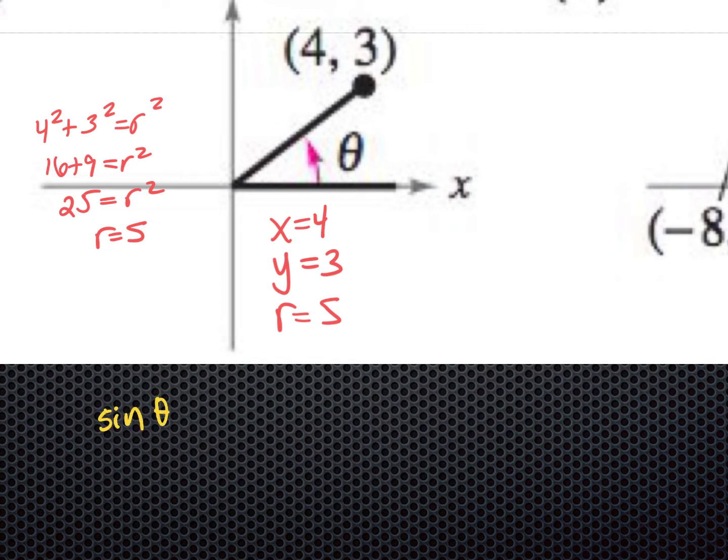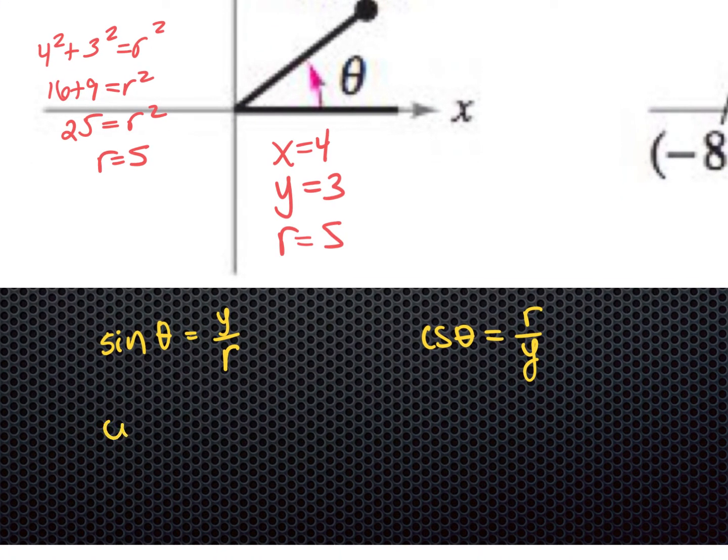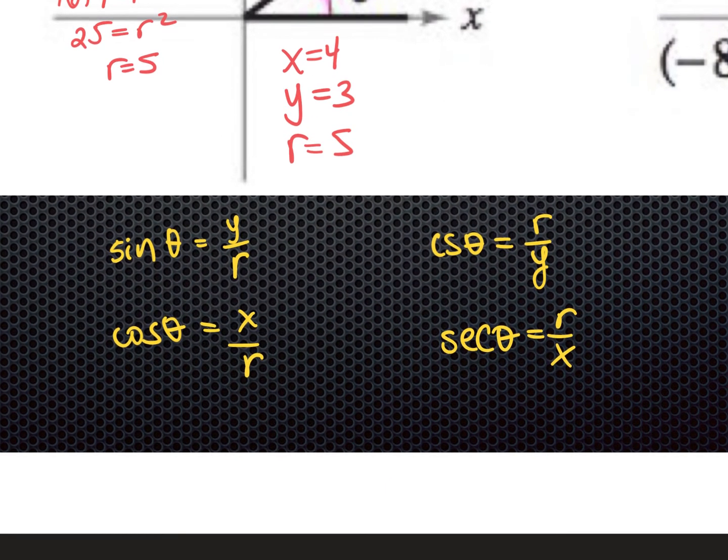Sine of theta is y over r, correct? So then my cosecant of theta is what? R over y, okay? So cosine theta is x over r. So my secant theta is r over x. Perfect. My tangent of theta is y over x. So then my cotangent is x over y. And now can we fill all the information in?